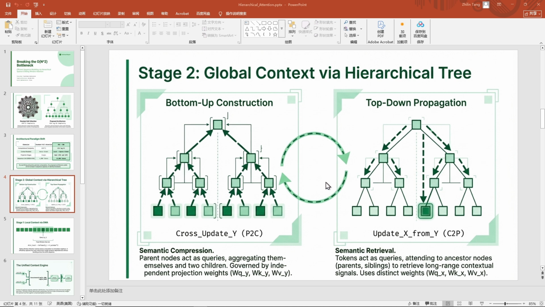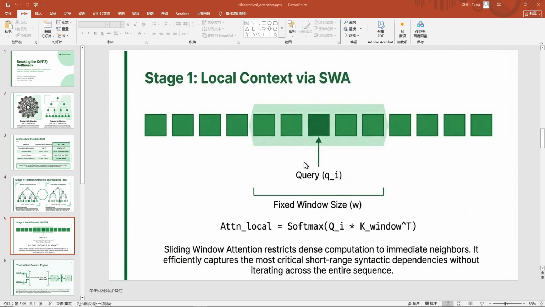We also introduced sliding window attention. While the hierarchical tree handles long-range context, sliding window attention is used to capture fine-grained local context. In this mechanism, each leaf token acts as a query that attends only to its immediate neighbors within a fixed window size. This captures short-range dependencies efficiently without the need to calculate pairwise interactions across the entire sequence.